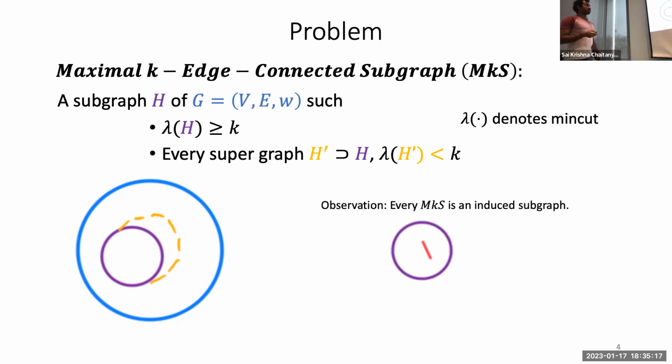An observation: every maximal cage connected subgraph is an induced subgraph. Although it need not be an induced subgraph a priori, it will be, because if there is an edge that is not in H, then we can add that edge and it becomes a supergraph, and that contradicts maximality. So every maximal cage connected subgraph is actually an induced subgraph on a vertex set.